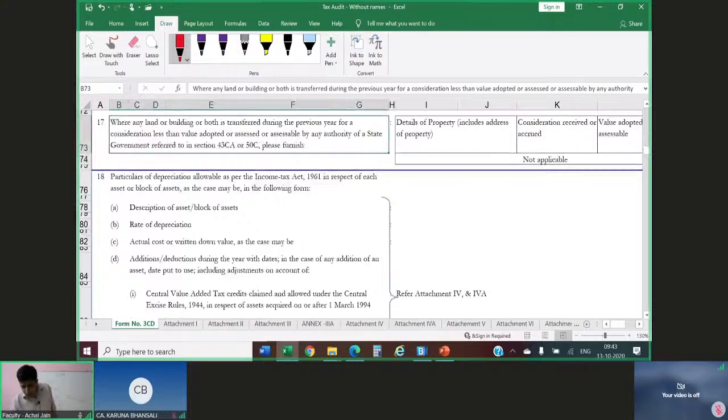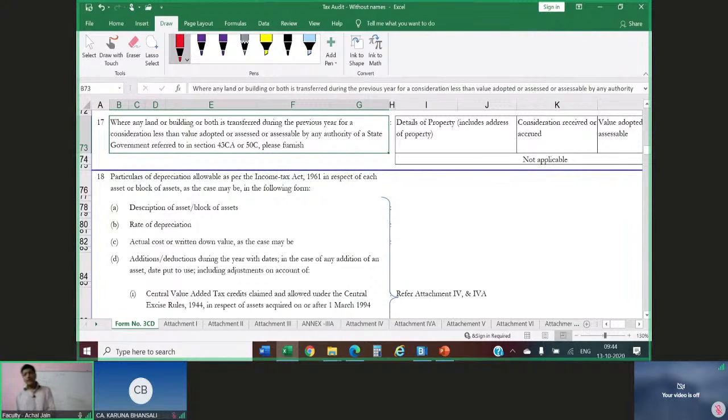Moving on to clause number 17. Where any land or building or both is transferred during the previous year for a consideration less than the value adopted or assessed or assessable by any authority of a state government referred to in section 43CA or 50C, please furnish.